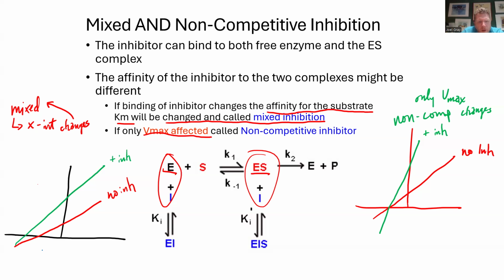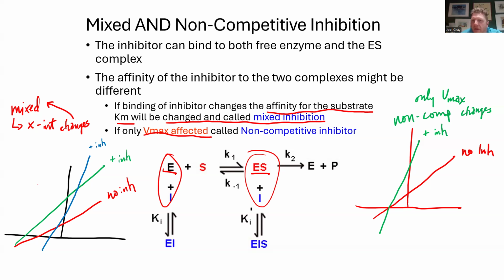Okay, so now what we've got is, if you can for a moment, ignore the green line, plus inhibitor. Okay, now, does my x-intercept change? Are the x-intercepts of the blue line and the red line different? 100%. Did my x-intercept change? Yes, it did. Therefore, this is a type of mixed inhibition.